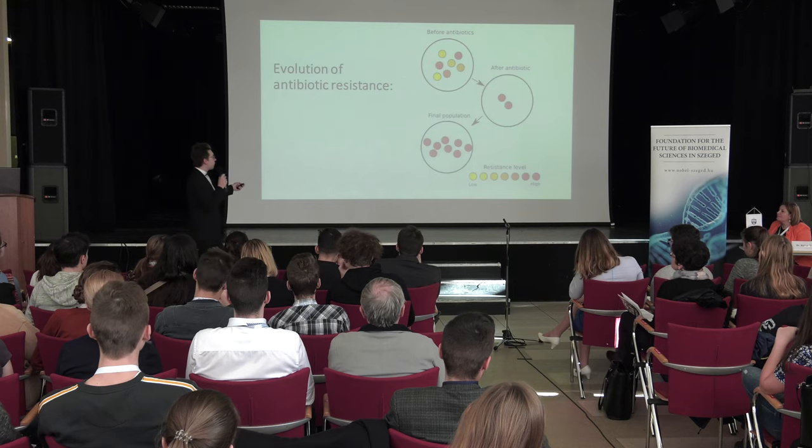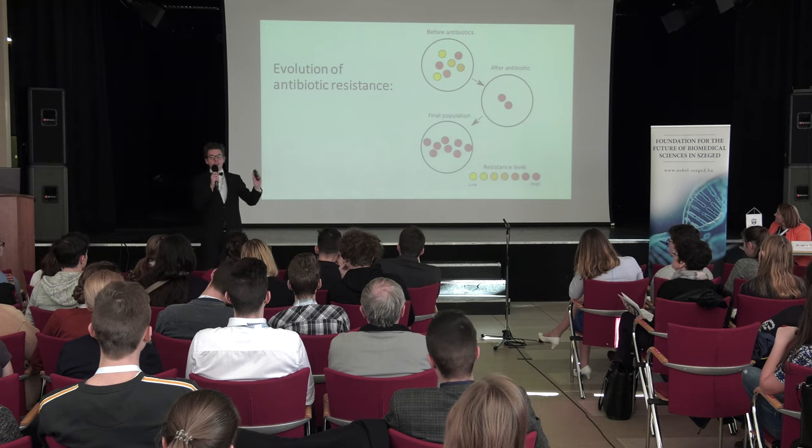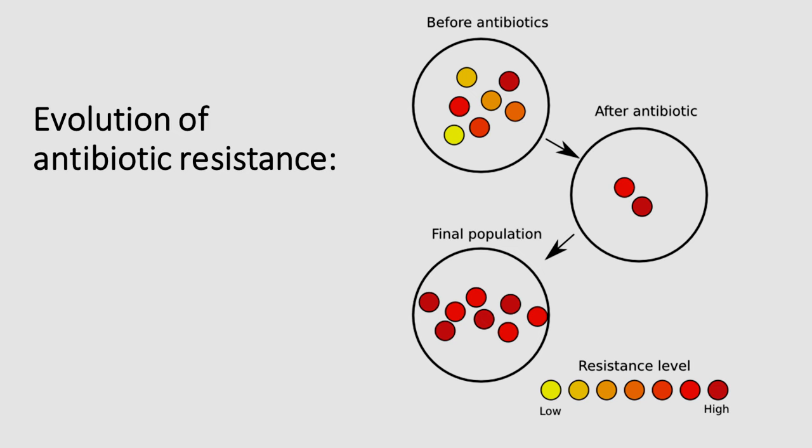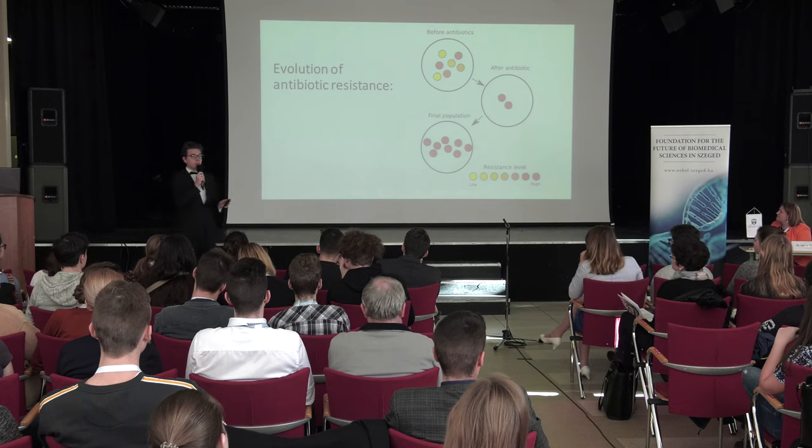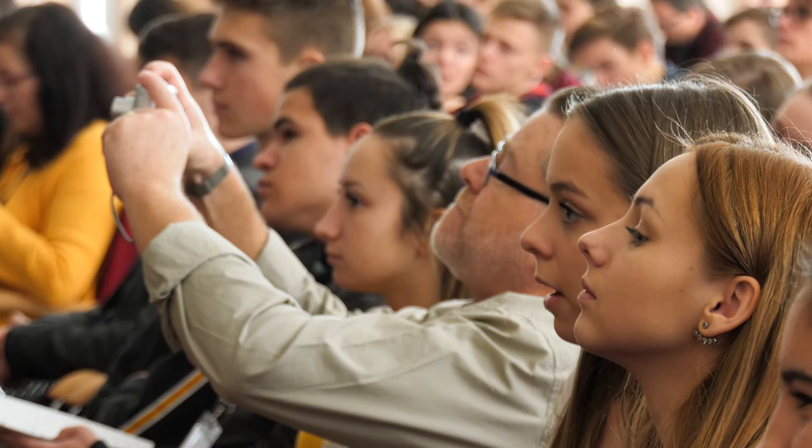Here you can see an initial diverse bacterial population. They are the descendants of one common bacterial ancestor, and they acquired mutations. They developed diversity in the population. So there you can see the yellow low resistance level bacteria, then red more resistant ones, so a diverse population.